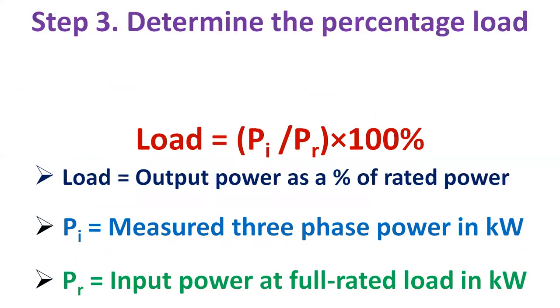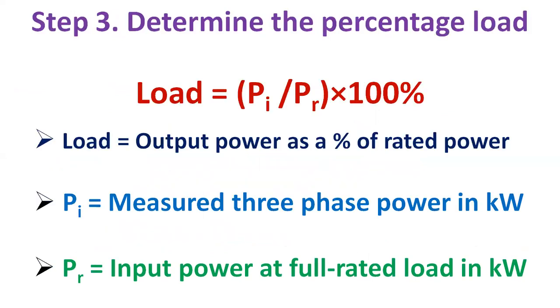Then step 3 is to determine the percentage load using the following equation: PI divided by PR × 100%, whereas load is equal to output power as a percentage of rated power. PI is the measured three-phase input power in kilowatt. PR is the rated input power at full load in kilowatt. And based on this, we can find out the motor loading.